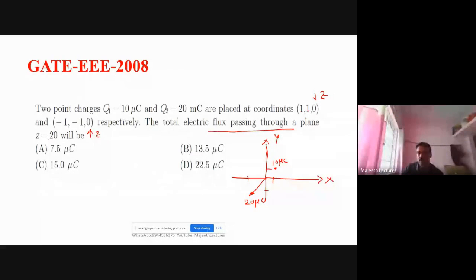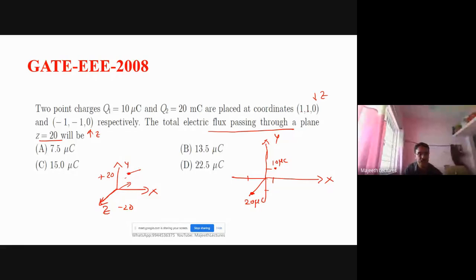Z is equal to 20? Z equal to 20 means this is the XY plane. So this is X, this is Y. The Z plane will be coming out of the screen or going inside the screen. So I can draw like this. This may be coming out or going in. So the flux from this charge will go inside the screen or come out of the screen. Similarly, it is plus 20 on the top side; suppose the flux is coming out, let us assume plus 20. If the flux is going inside the screen, let me assume it is minus 20.